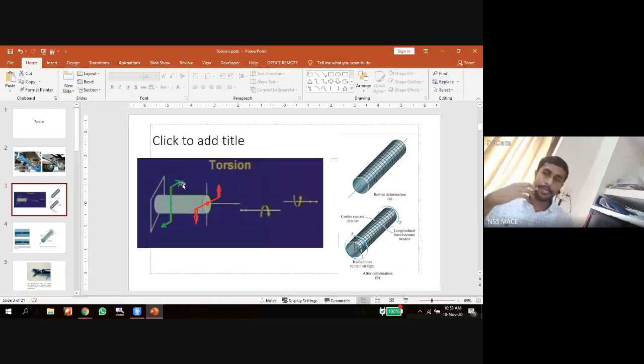Here I am applying just a rotating force. How is this rotating force applied?